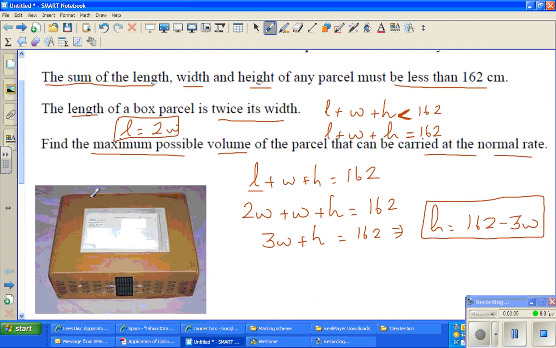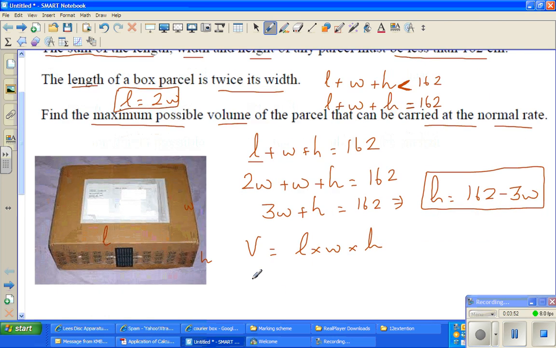Now this is a box. I googled this. So this is the courier box. This is the length, this is the width, and this is the height. Of course, here the length and the width look alike, they seem to be equal, but for this courier box the length has to be twice its width. The picture is not important, it doesn't match the question, doesn't matter. So the volume is length times width times height. If you multiply length, width, and height, you get the volume. So V is equal to L times W times H.